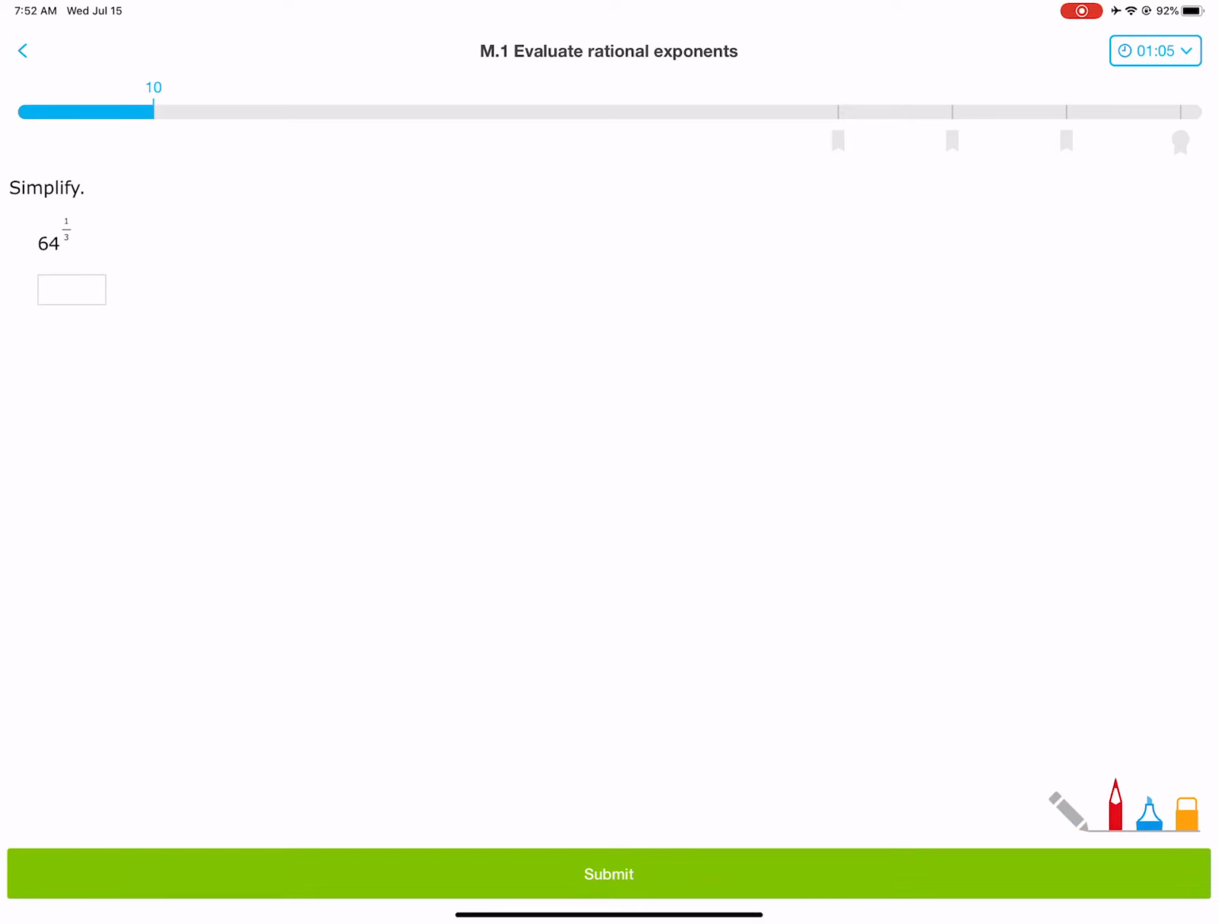Cube root of 64. So what number times what number times what number? So we could do 3 to the 3rd power. 3 times 3 is 9. 9 times 3 is 27. That's not right. So it has to be more than that.